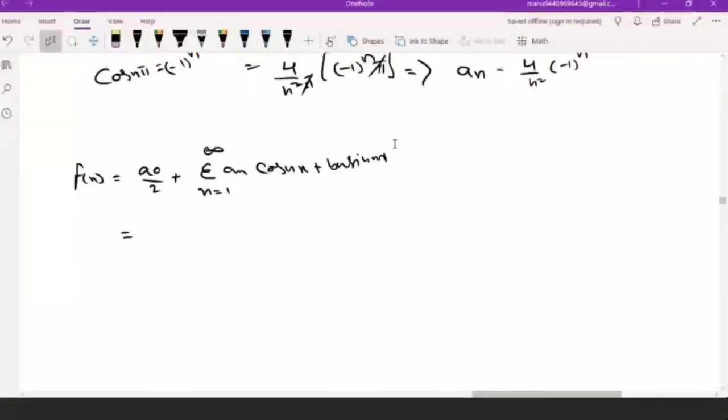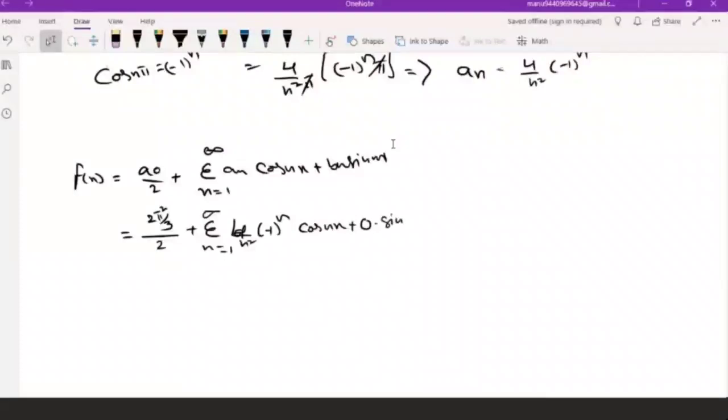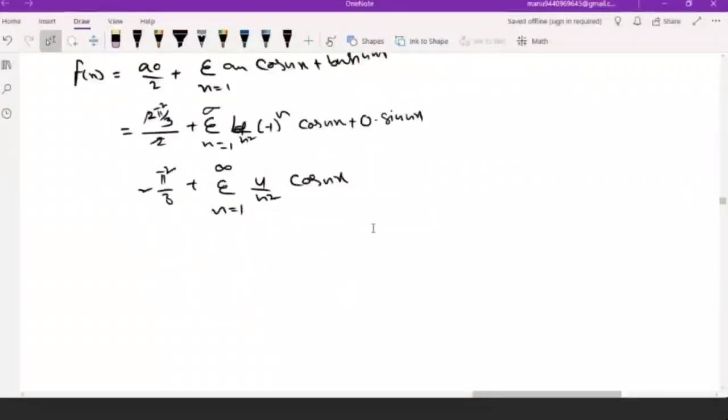a naught is 2 pi square by 3, by 2, plus summation of n equal to 1 to infinity an value is 4 by n square of minus 1 to the power of n cos nx plus bn value is 0 into sin nx. So that 2 gets cancelled here. Pi square by 3 plus summation of n equal to 1 to infinity 4 by n square cos nx.